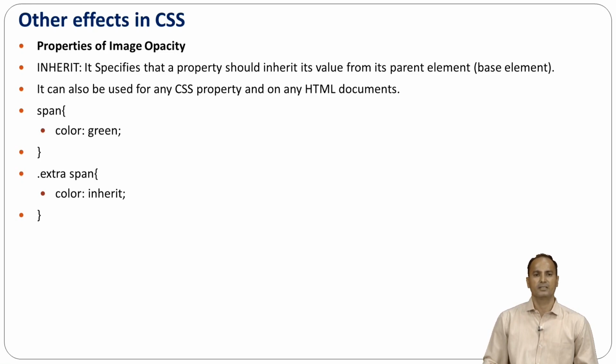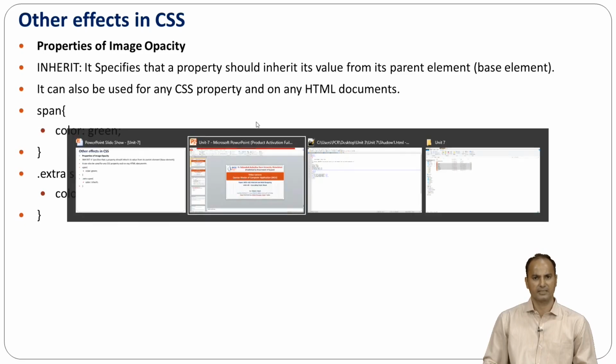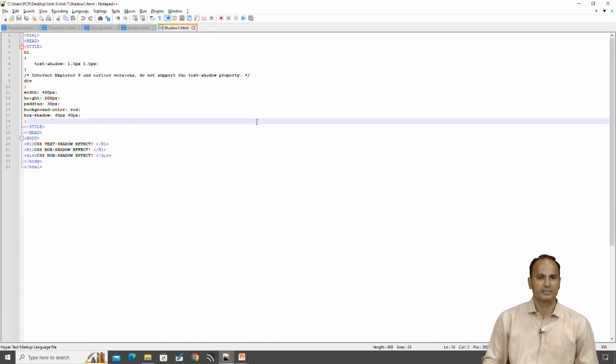Let's have a look here. The span element is given the color green, and then for the extra class attribute, the span color property has been given the value inherit. Let's understand this opacity concept through a practical example.